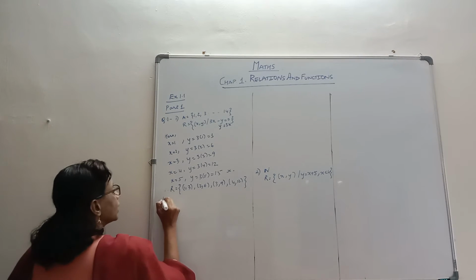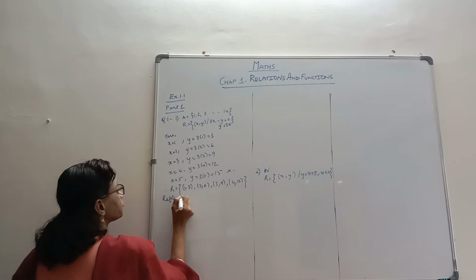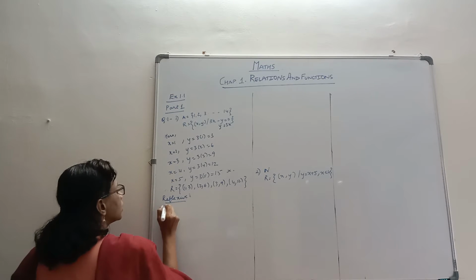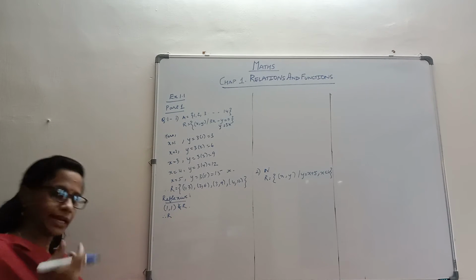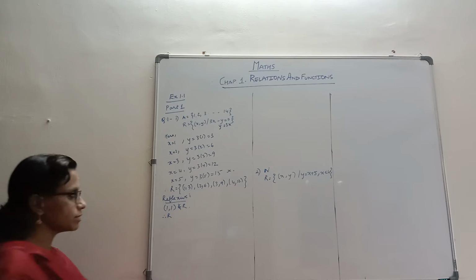So we will highlight that it is not reflexive. (1, 1) doesn't belong to R. Not necessarily (1, 1), anything till 14, but for simplicity we are taking (1, 1).